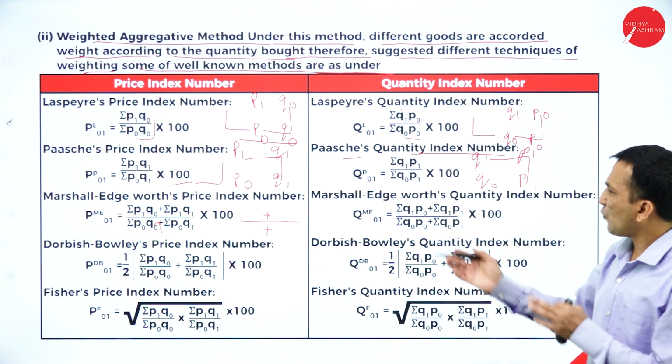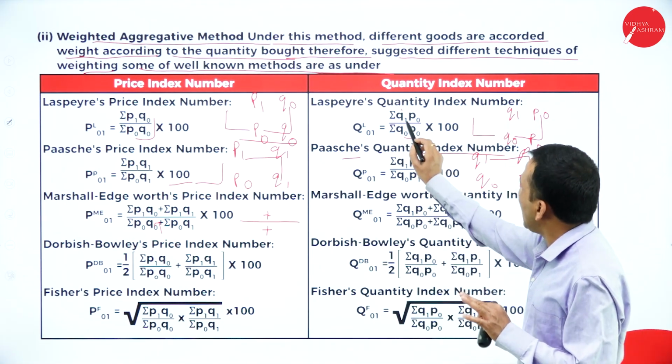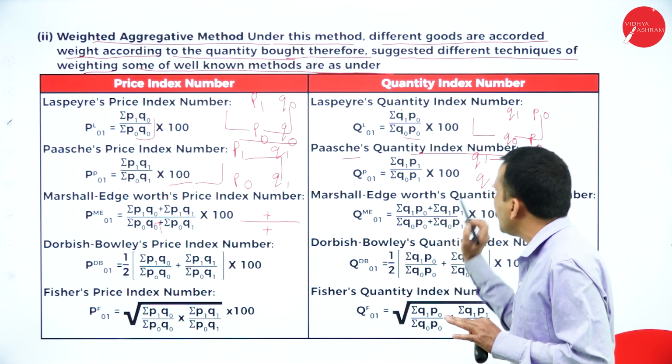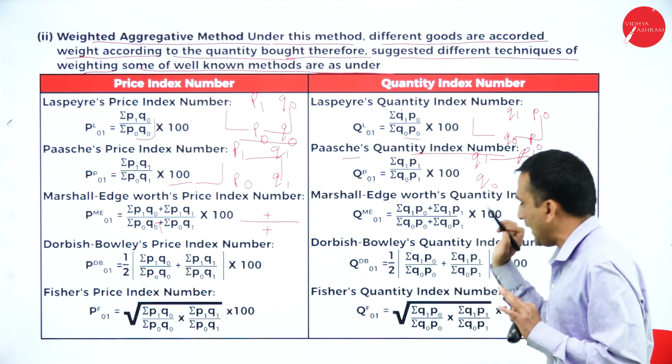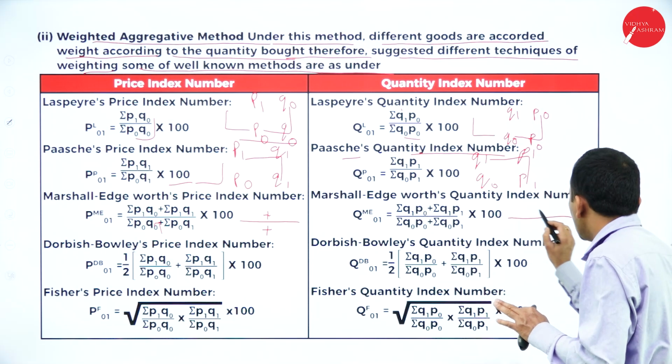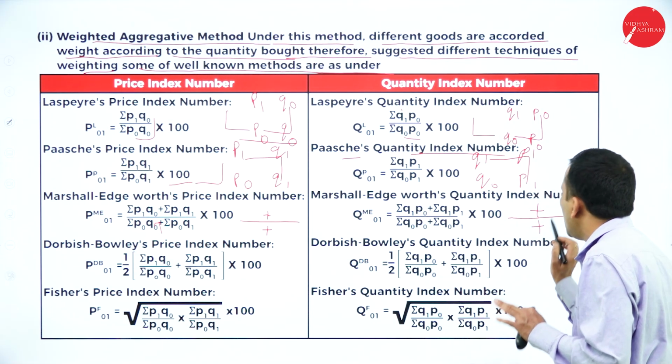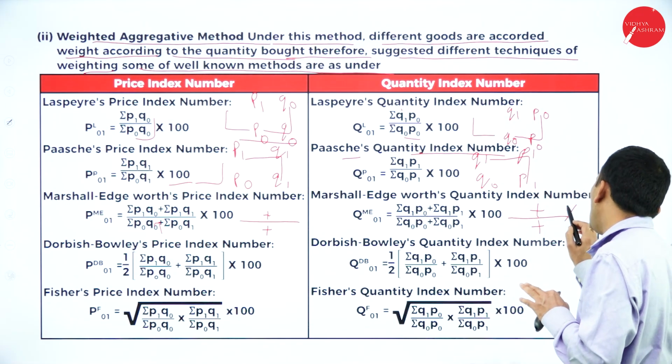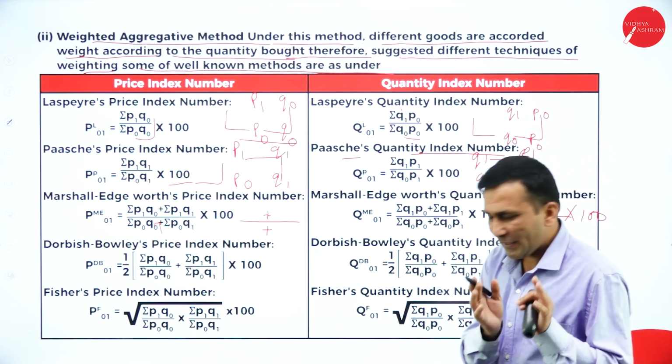So at the time of the quantity index, the same thing. The last price as it is we are writing, and Paasche also we are writing. But when you are writing, numerator also plus, denominator also plus, into 100 common. I hope it is clear.